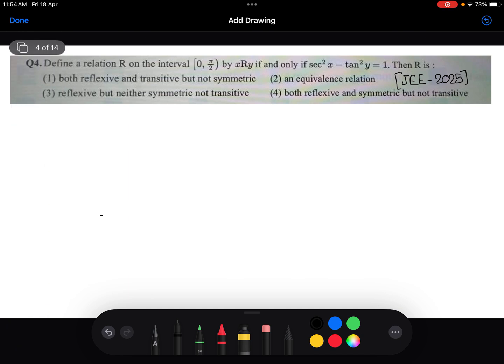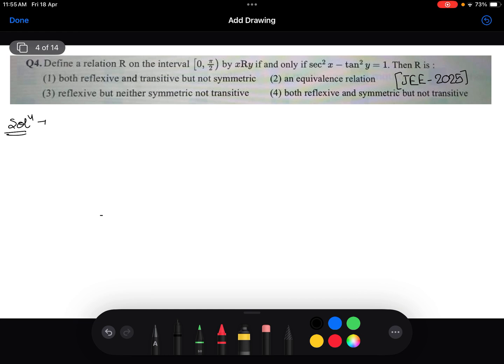Now, they are defining a relation R on the open interval (0, pi/2) by x related to y if and only if sec square x minus tan square y equals 1. Now we need to check whether R is reflexive, symmetric, transitive, or an equivalence relation. We need to check that. So what do we need to do? Let us do it step by step.